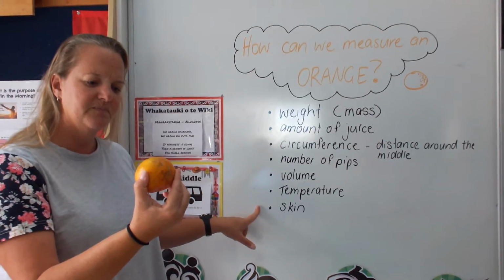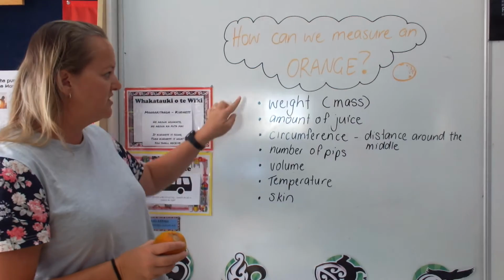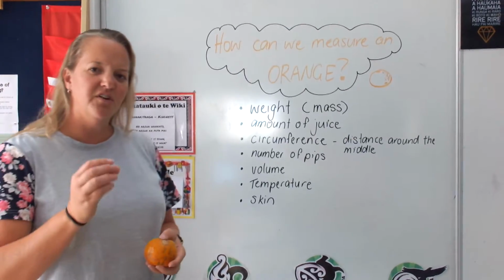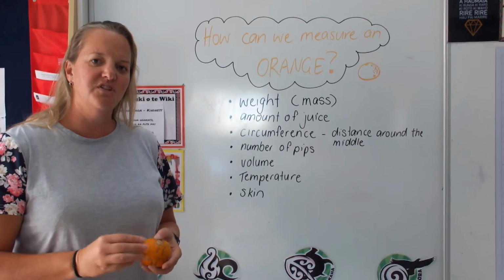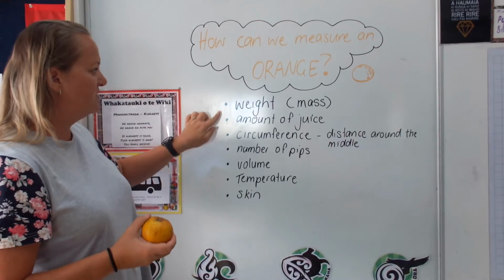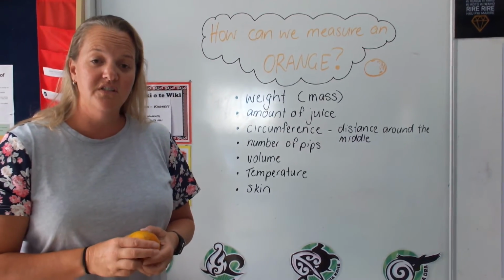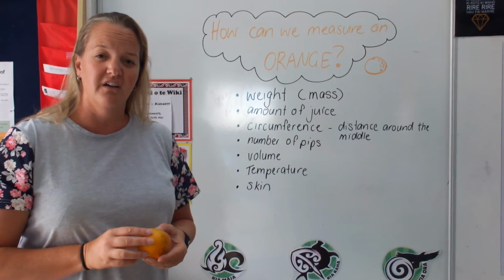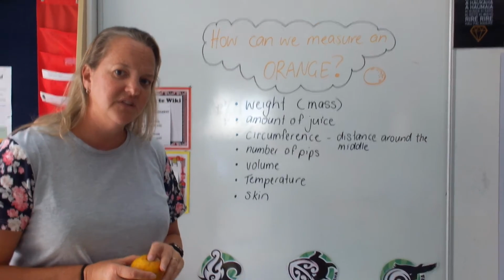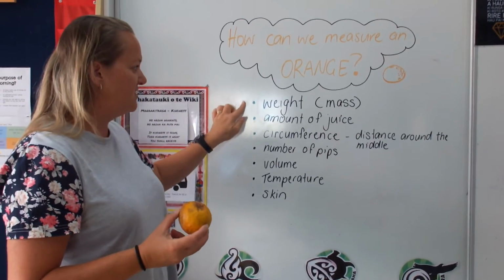I want you to go away and make a table now, and put these things in there, and have a think about the units of measurement that you might use to measure each one of these, or the units that you could measure the ideas that you put down. So you might have weight, but I'm not sure whether you had the number of pips in there. But what unit of measurement would you use for each one of those?